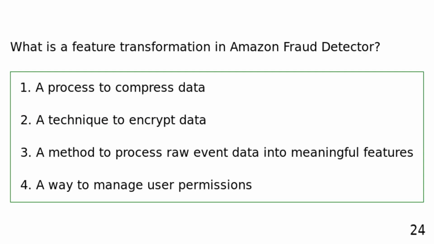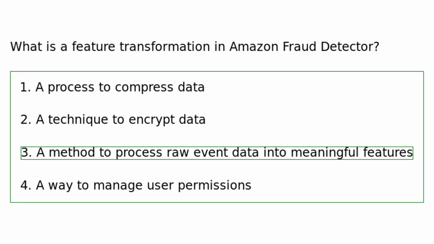What is a feature transformation in Amazon Fraud Detector? A process to compress data. A technique to encrypt data. A method to process raw event data into meaningful features. A way to manage user permissions. Feature transformation in Amazon Fraud Detector involves processing raw event data into meaningful features for model training and evaluation.